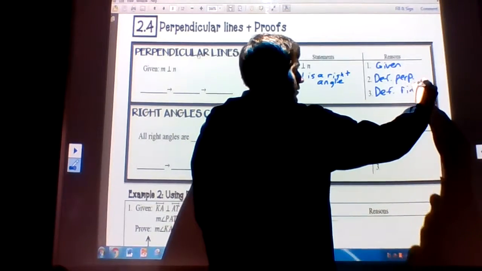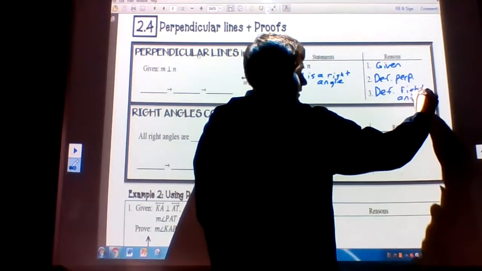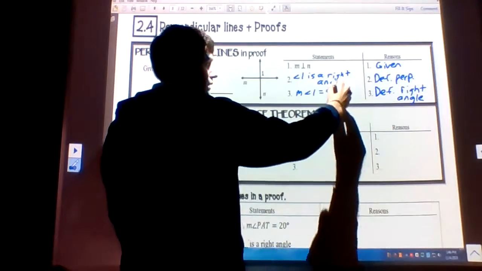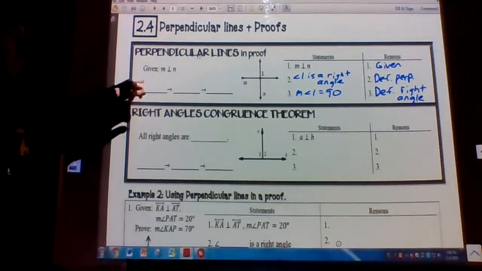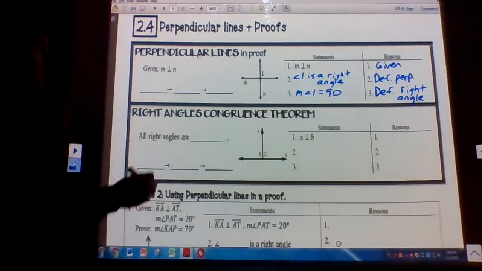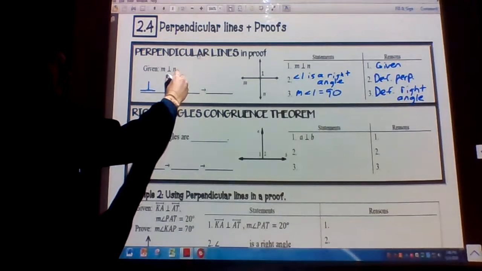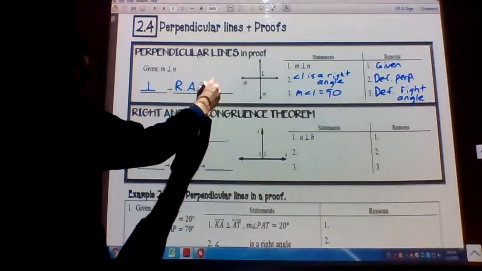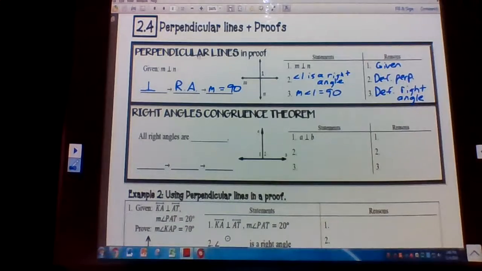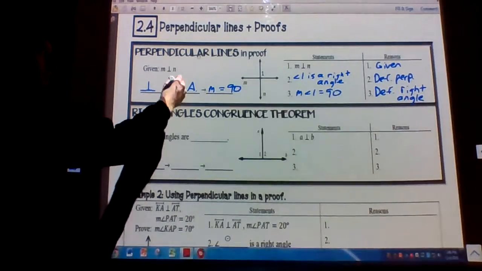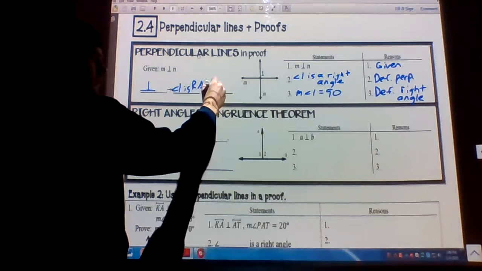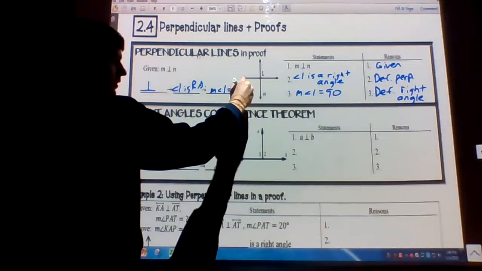And then if we have a right angle, we know by the definition of a right angle, a right angle is an angle whose measure equals 90. So the definition of right angle tells us that the measure of angle 1 equals 90. So if it's perpendicular, it means you have a right angle, and if you have a right angle, you know the measure equals 90. So we know angle 1 is a right angle, and this means the measure of angle 1 equals 90.